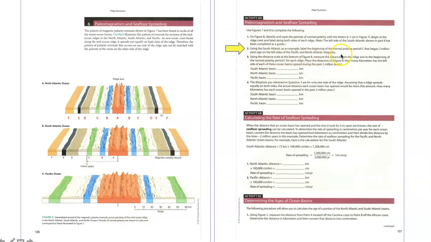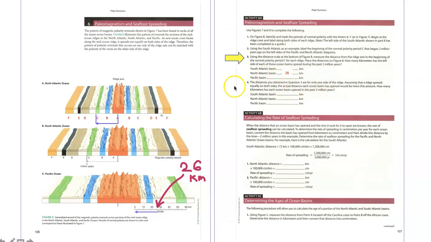Then it says, using the South Atlantic as an example, label the beginning of the normal polarity period C that began 2 million years ago. We have the current ridge axis here, where brand new crust is forming today, and the beginning of the 2 million year interval over here. That's where the crust formed 2 million years ago, because that's when that normal polarity interval began. Then you're going to use this scale bar on the bottom to figure out how much this seafloor grew during that period of time. So I've measured my arrow here. I'm going to bring it down here, and it's about 26 kilometers. So I'm going to put 26 kilometers in here.